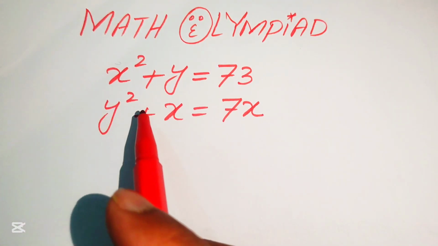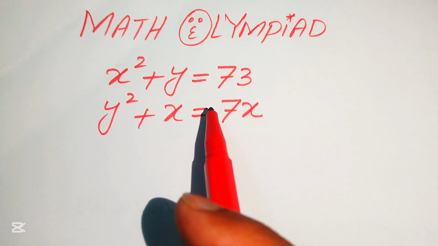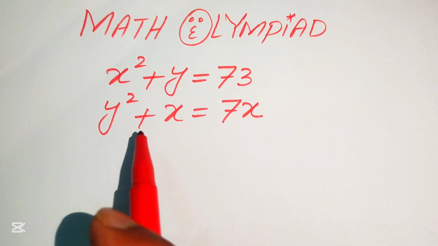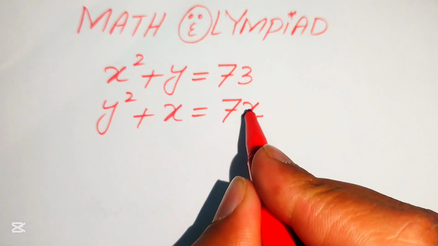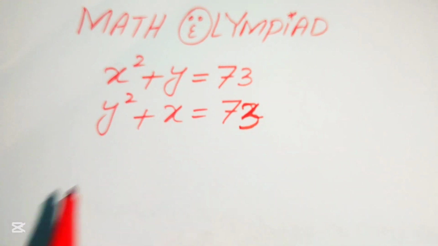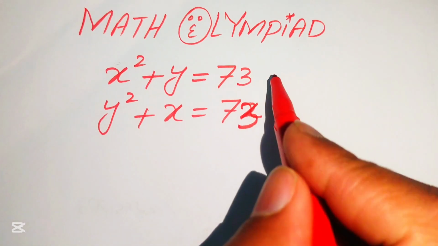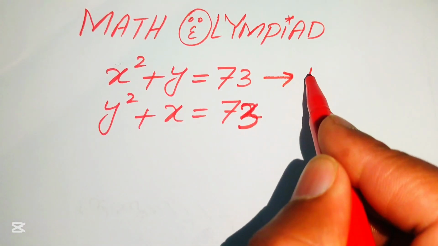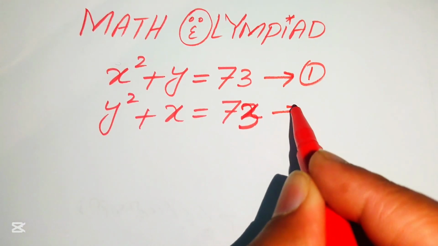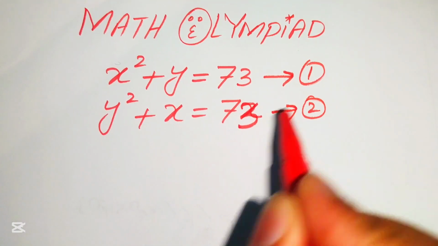So here we have x square plus y equals to 73 and y square plus x equals to also 73, and we solve this problem for the values of x and y. So here first we call this our equation number 1 and we call this our equation number 2.